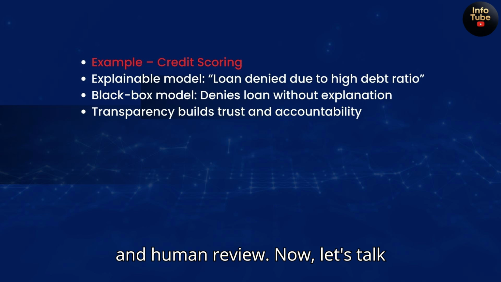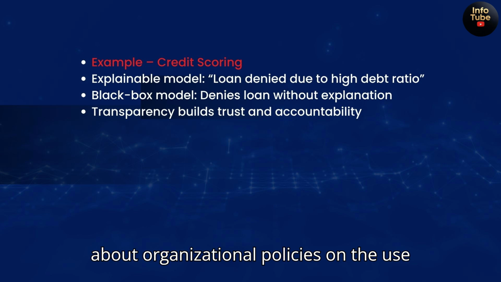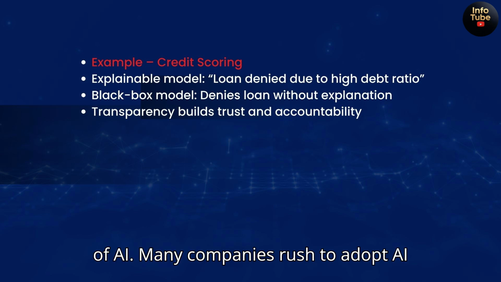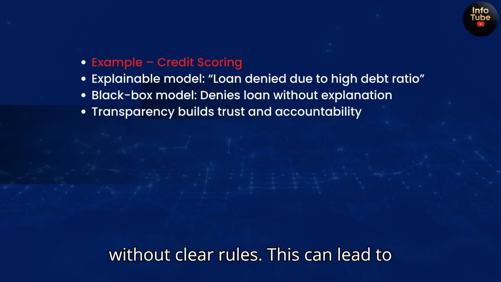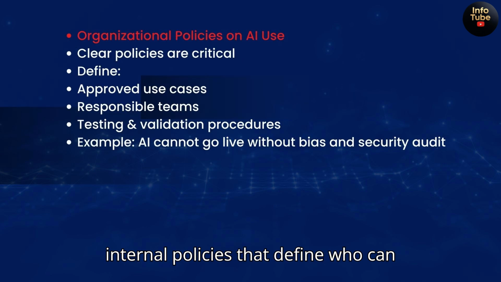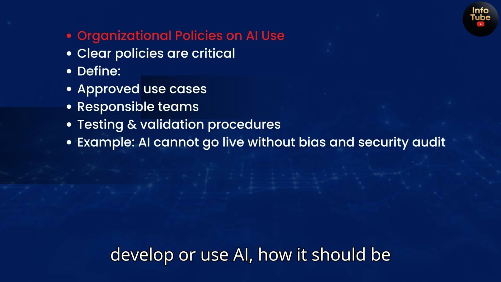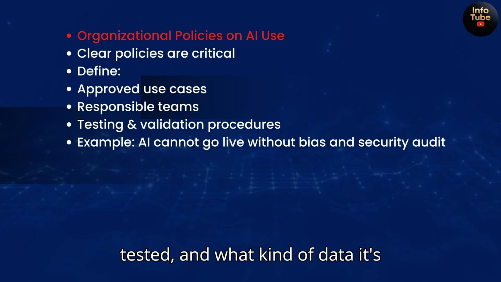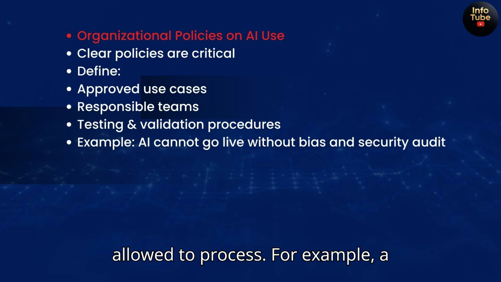Now, let's talk about organizational policies on the use of AI. Many companies rush to adopt AI without clear rules. This can lead to serious problems. Organizations need internal policies that define who can develop or use AI, how it should be tested, and what kind of data it's allowed to process.